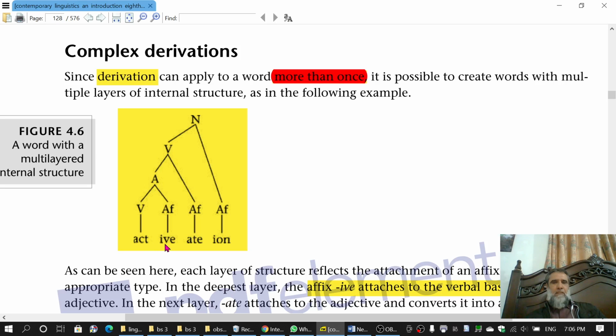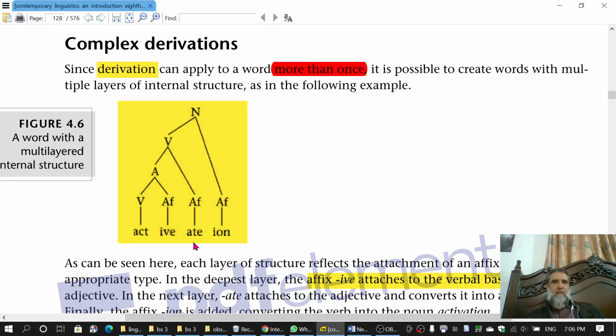This was once. Now let us do it again, twice. For example, with active, which becomes the base for ate, you add this suffix and it becomes activate. So it is now more than once, that is twice. It can still be done again by adding ion with it, and activate will be converted into activation. So it's thrice. So you may have 3 levels or 3 layers. This is the first layer, this is the second layer, this is the third layer.